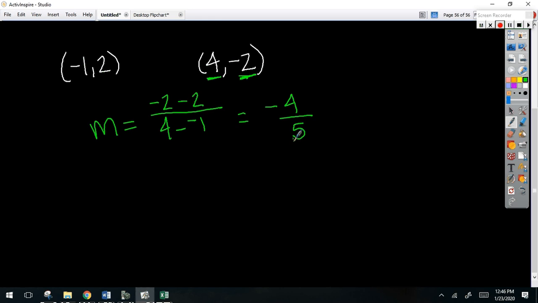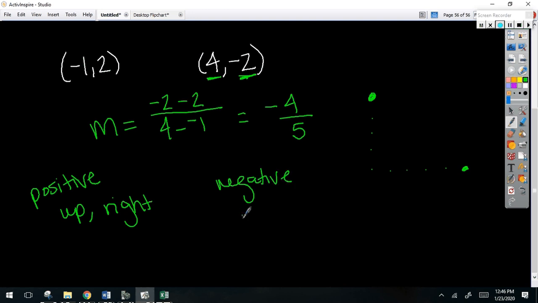So that means from any point on the line, any point at all, from that one to the next point, I would go down 4, 1, 2, 3, 4, and over 5. Okay? A positive slope, you go up, then right. For a negative slope, you go down and right. So this line, now I don't know where it exactly would be located just yet on the coordinate plane, but that's what the slope, the steepness, would look like there. Does that make sense to everybody?